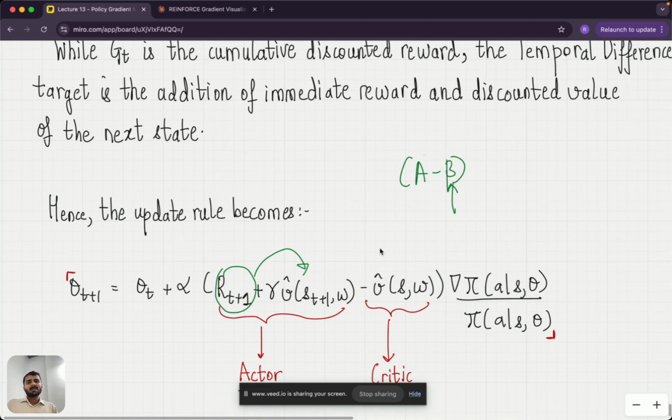So now in the next lecture, we will slowly move on to algorithms like TRPO, PPO, GPO and GRPO.